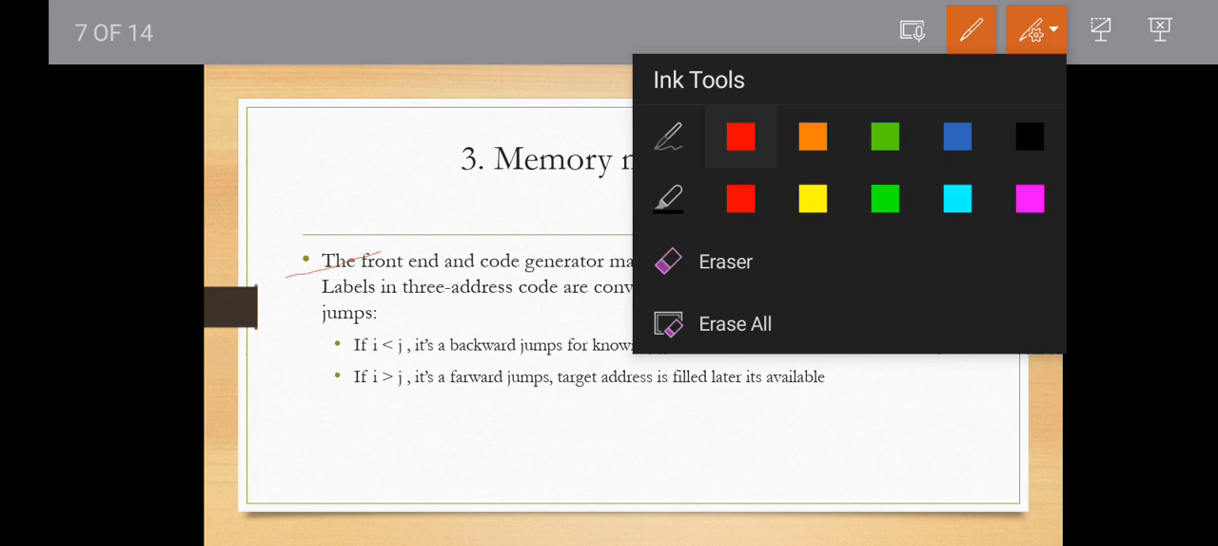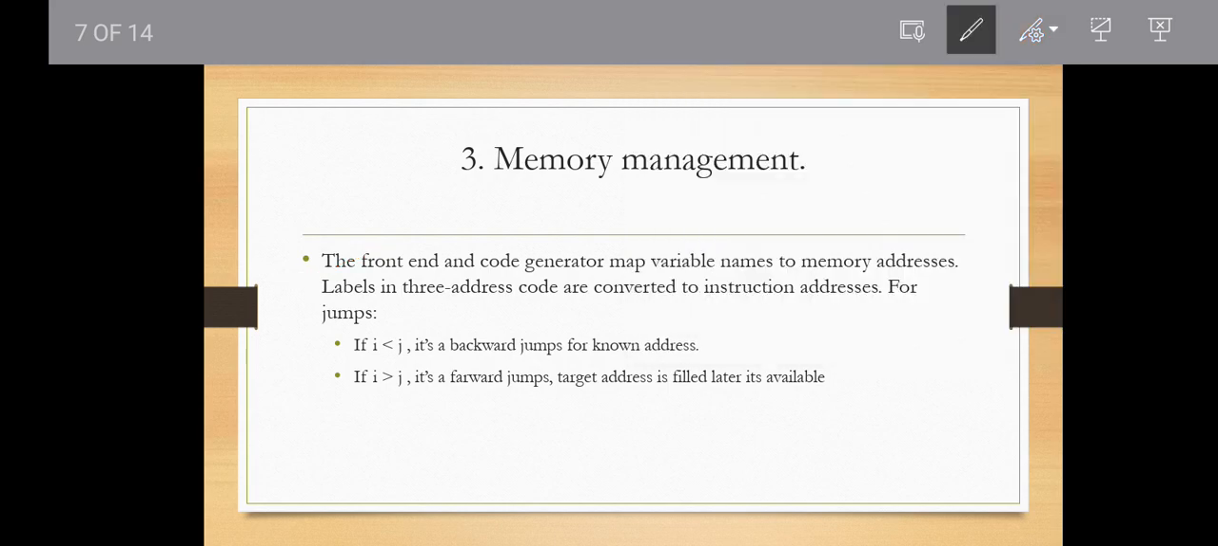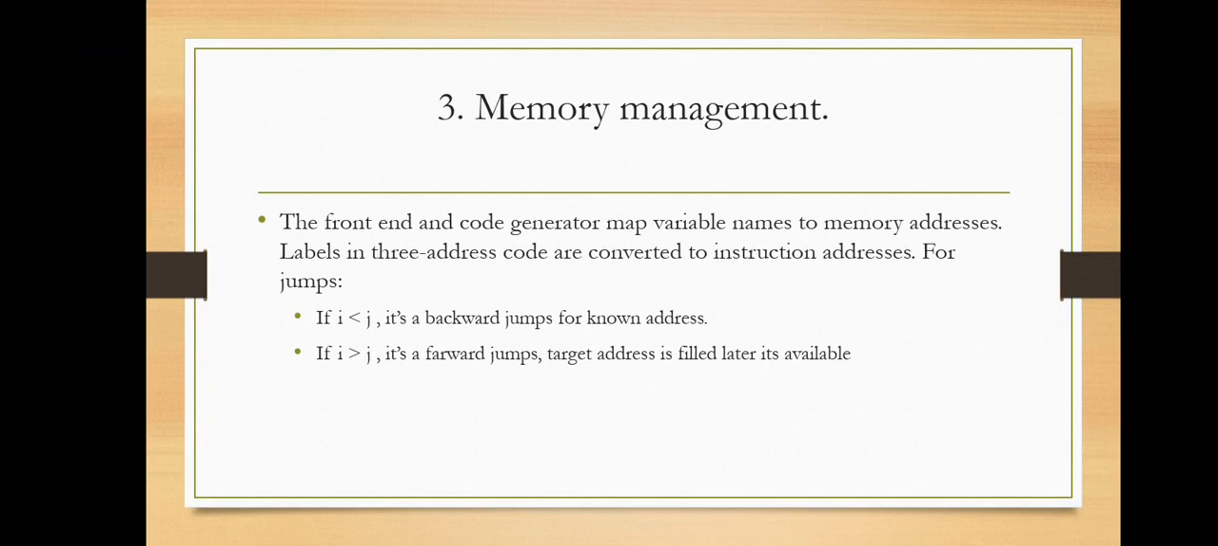Means mapping the names in the source program to addresses of data objects is done by the front end and code generator. The source program first enters the front end and then the back end of the compiler in the compilation process. So everything is done by the front end and code generator.